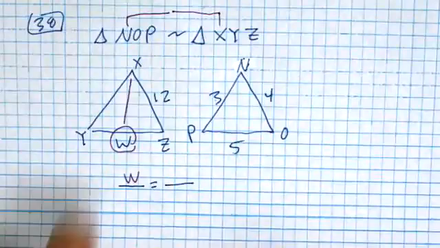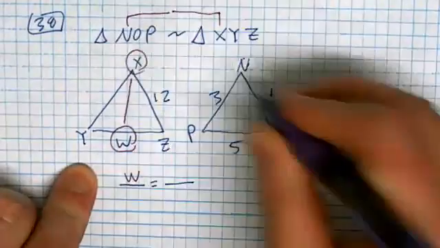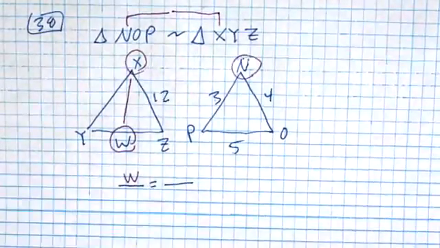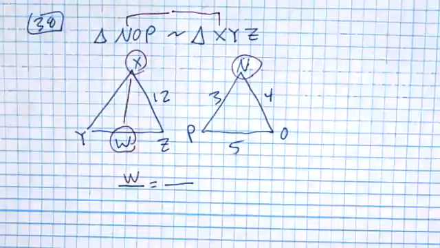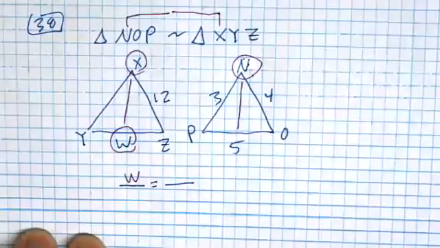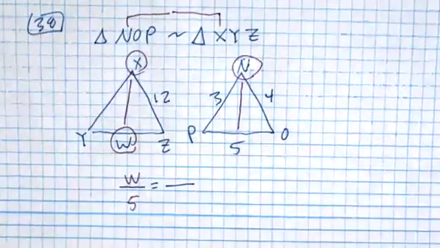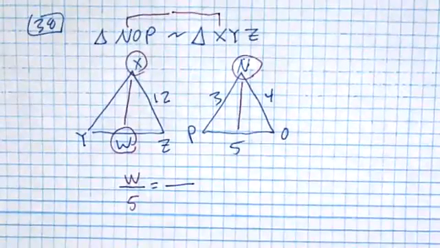So we know that X and N match up. So here's my X and here's my N. So if W is across from X, then W must match up with 5. Turns out that it did. It is 5. You know how that works?